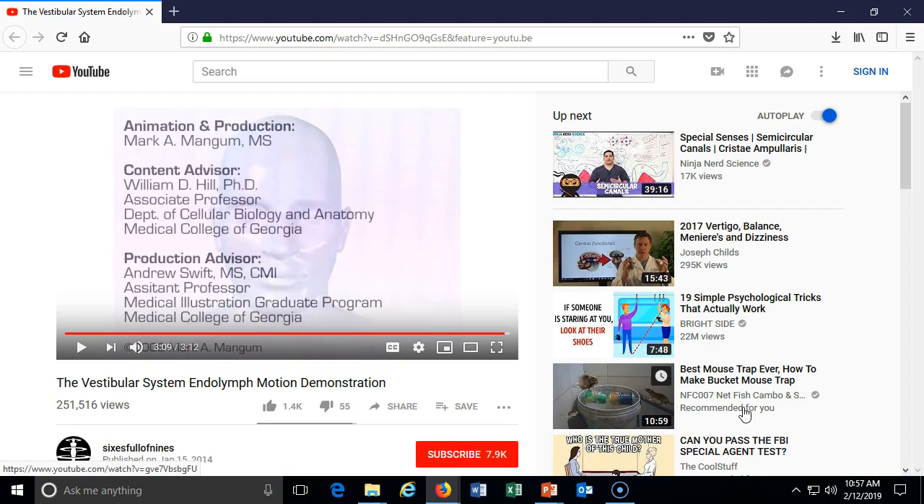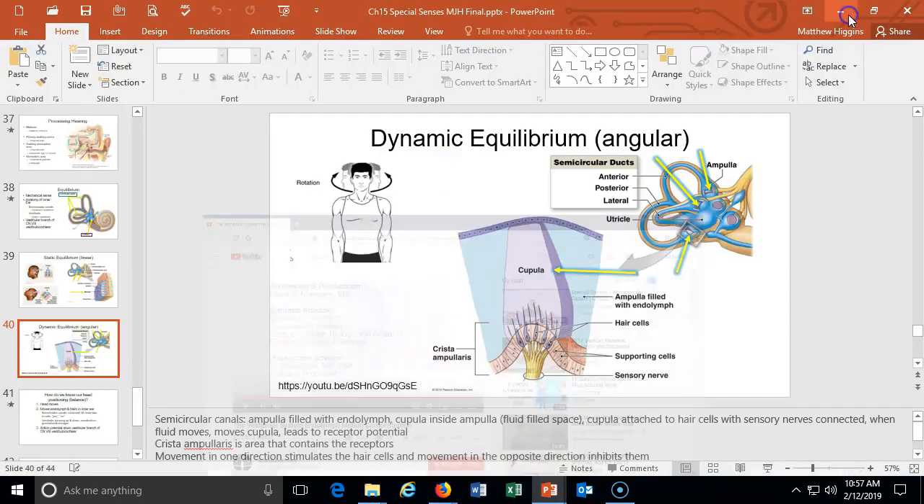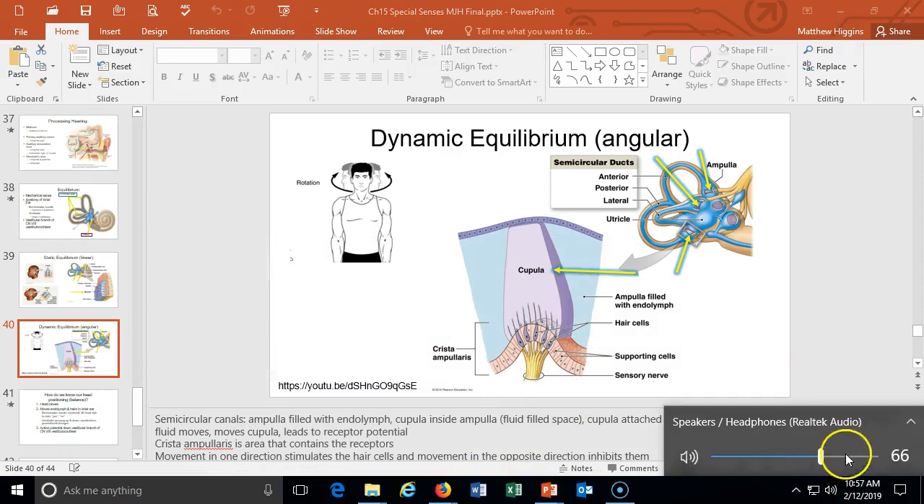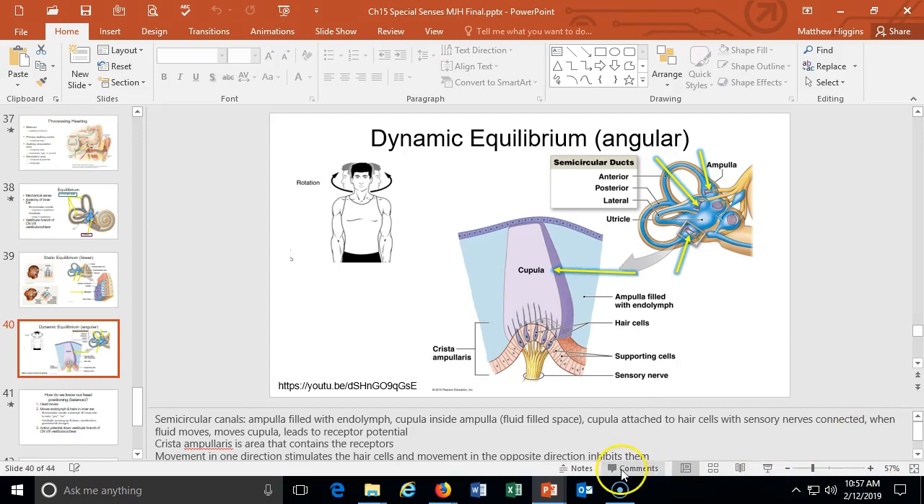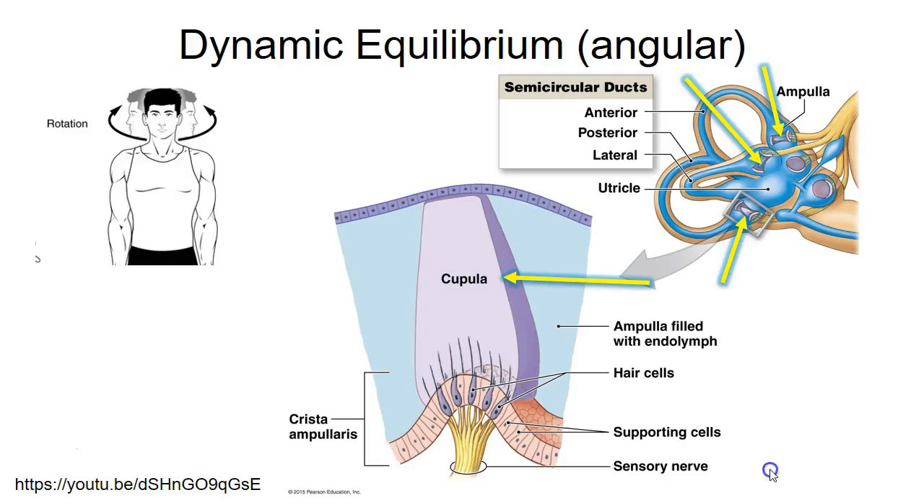So what happens when you spin around and you suddenly stop? Does that endolymph suddenly stop? No, it doesn't. So here, what signal is being sent to your brain? Even though you stopped, it's saying that you're still moving, right? And so that's what's happening when you feel dizzy after you're suddenly stopping, is that liquid in there hasn't stopped and it's still signaling. Yeah, glad you asked that.